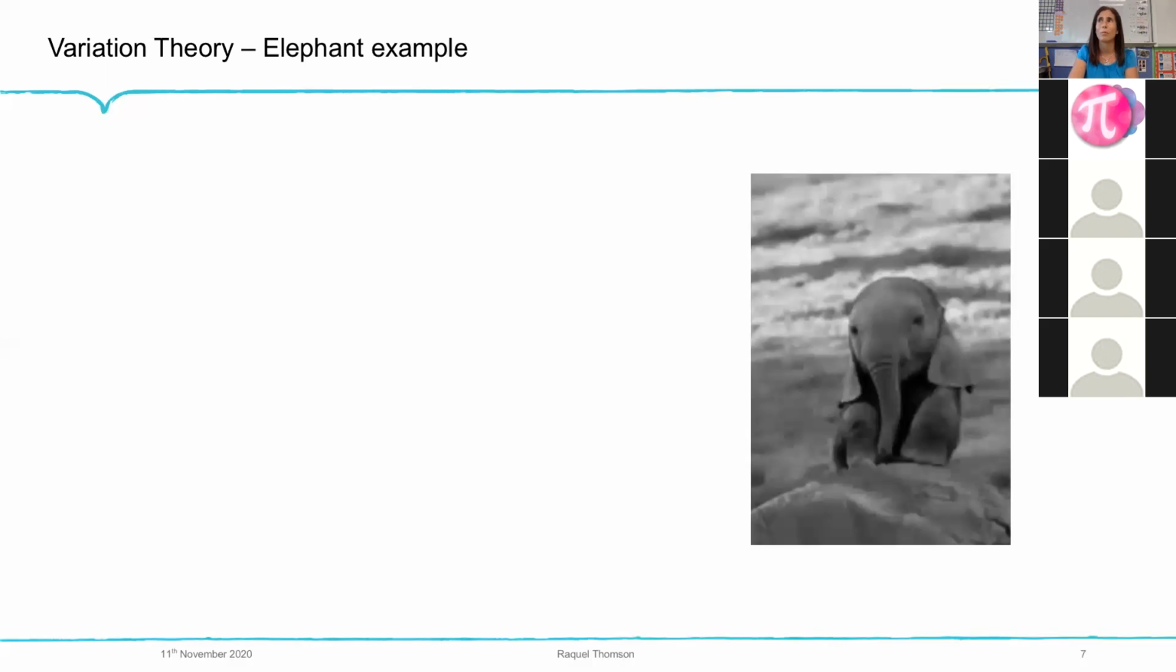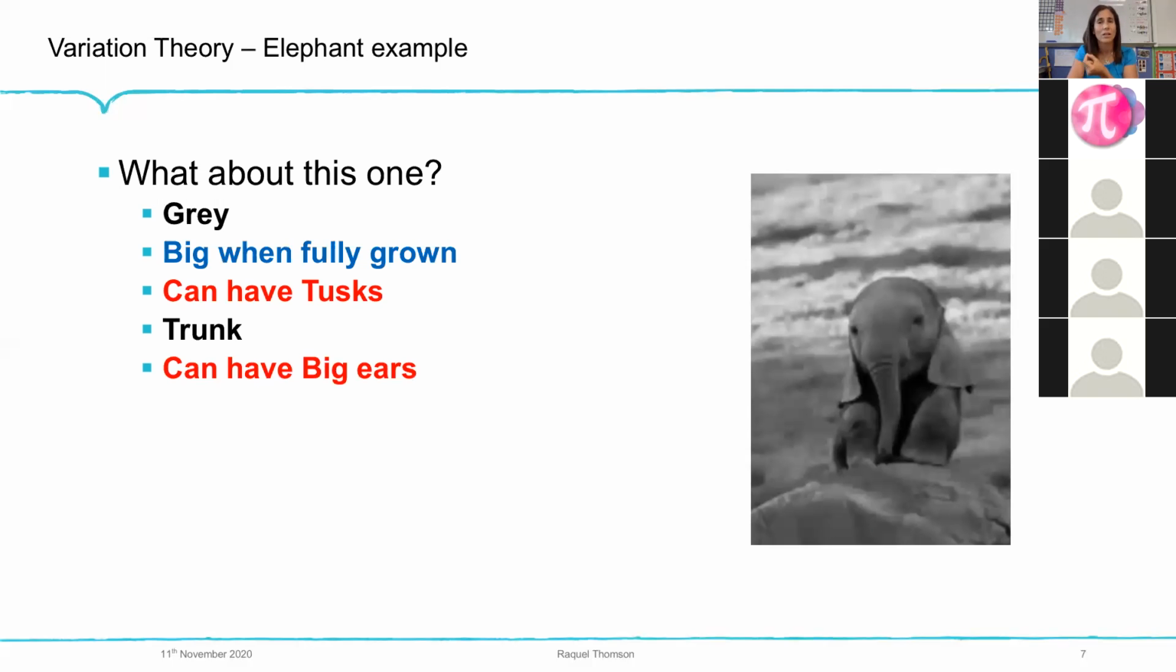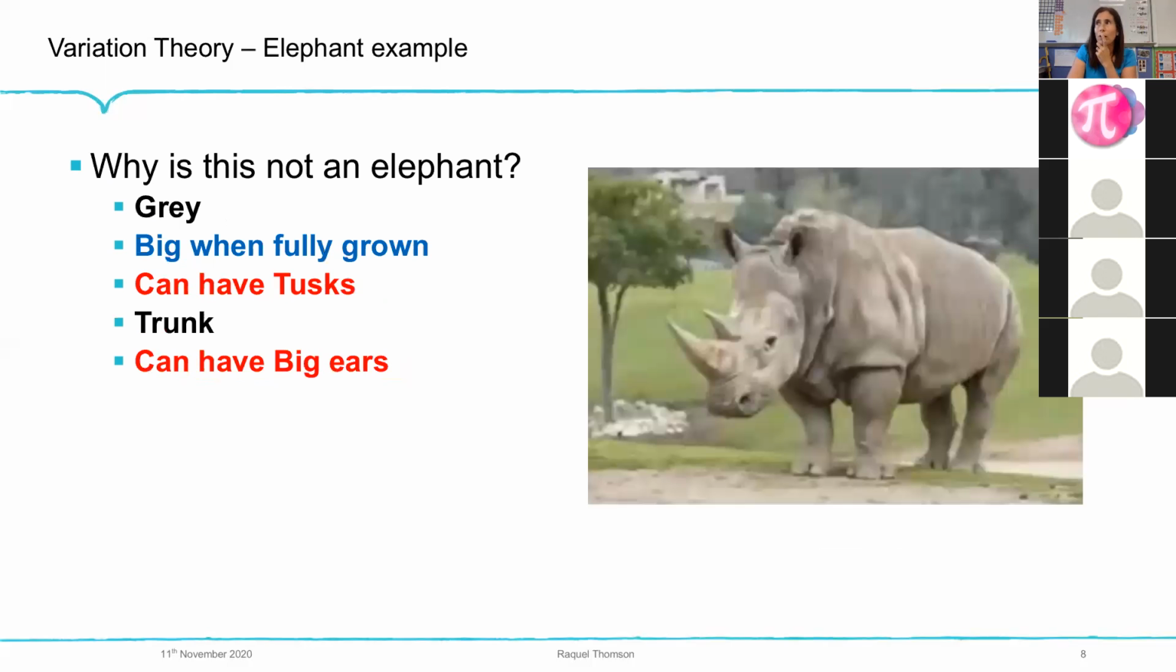Okay, well, what about this one? This one is not big, but it's gray, it can have tusks, it can have big ears. And then again, you reassess the concept and what's essential and what is not essential. And you think, okay, well, it's not big now, but it could be big, it will be big when fully grown, because it's just a baby at the moment. So then you move on and you go, okay, well, why is this not an elephant then?